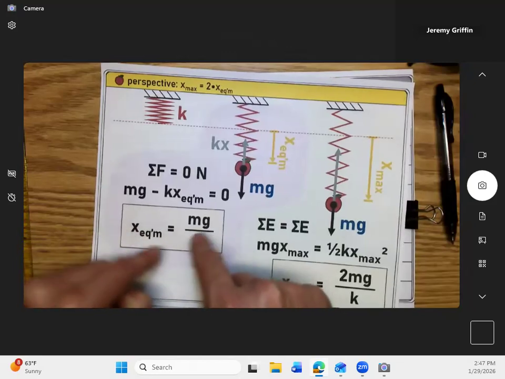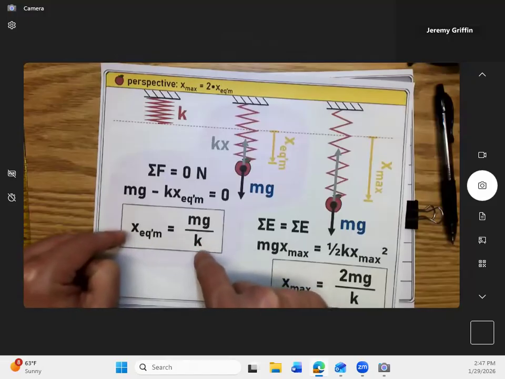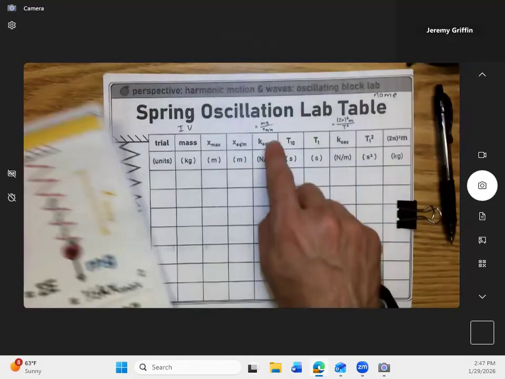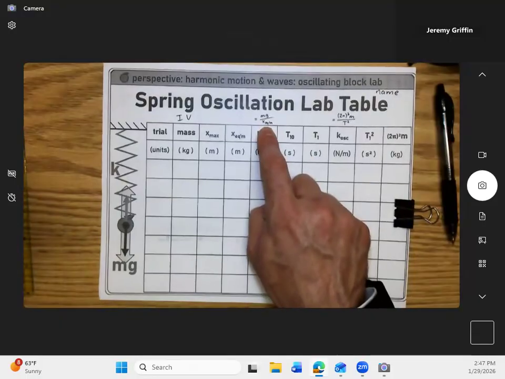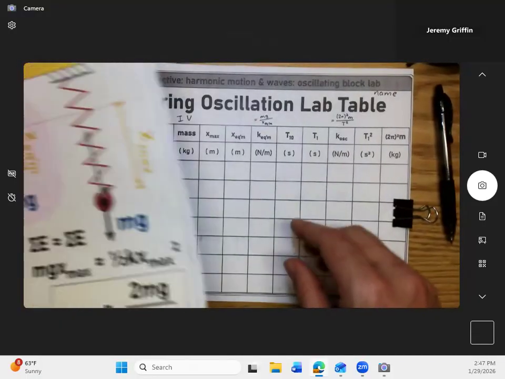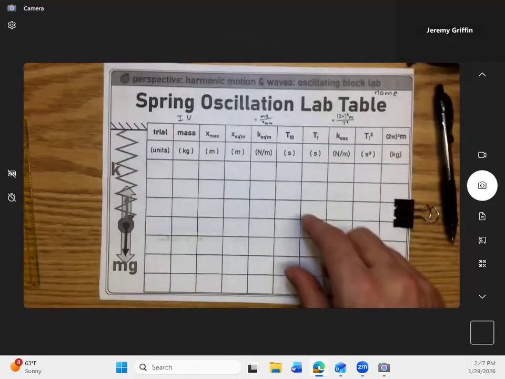Okay, could you just do a little algebra shuffle and solve for spring constant as a function of how much it stretches? Just switch the x and the k. Do you guys see it? And that's exactly where this is coming from. You guys see that? Exactly. Okay, so pretty much this is just one more shuffle there. All right, I might come back to this one, but let's go.